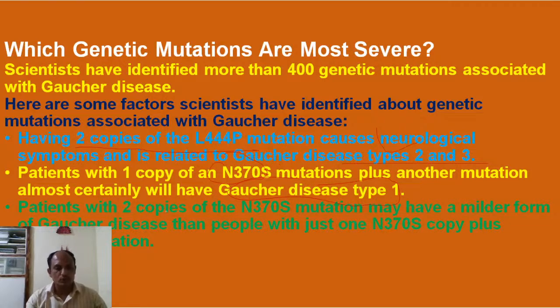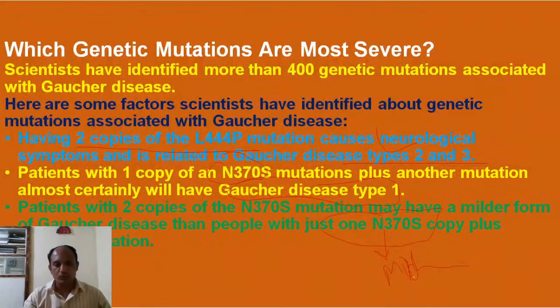So patients with 2 copies of the N370S mutation have a milder form of Gaucher disease than people with one copy. If there are two copies, then Gaucher disease will be more severe, and if there is one copy, then it will be mild. So it will be a milder Gaucher disease here, or the disease will be mild, not having much severe symptoms.